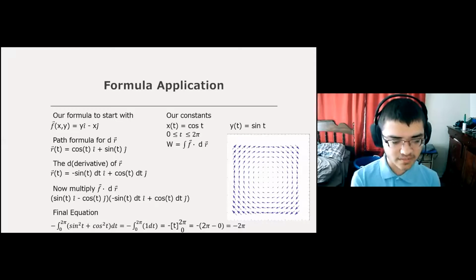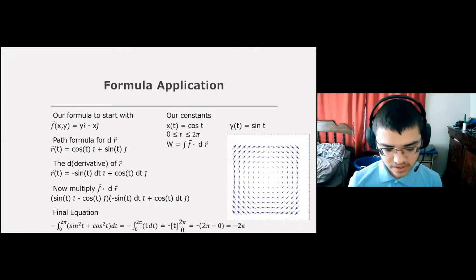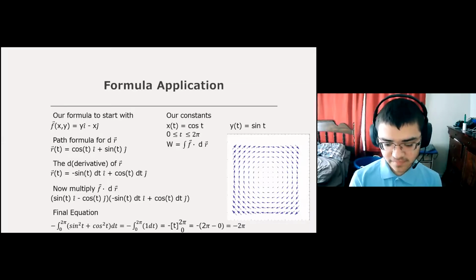And then you get your final equation, the integral with limits of 0 to 2 pi of sine squared t plus cosine squared t dt, which is equal to you take out the negative and put it out in front, the integral from limits 0 to 2 pi of 1 dt, because sine squared plus cosine squared cancels out into just the 1 with our formulas that we've learned throughout the school year. And so once you get the antiderivative of 1, you get negative t from 0 to 2 pi, which then you just plug in. And so you get negative 2 pi as your work done.